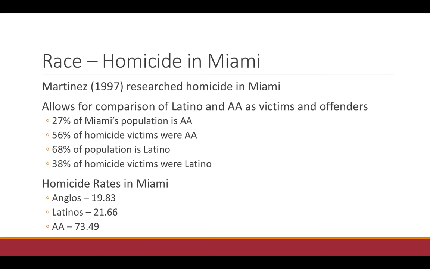Martinez looked at homicide in Miami, and basically what this allowed Martinez to do was to look at Latino and African Americans as victims and offenders. So 27% of Miami's population is African American, 56% of its homicide victims were black, 68% of the population is Latino, and 38% of the homicide victims were Latino. So when we break this down by rate, for Anglos or white folks, the homicide rate is 19.83 per 100,000. For Latinos, it's 21.66. And then look at this enormous rate for African Americans, 73.49.